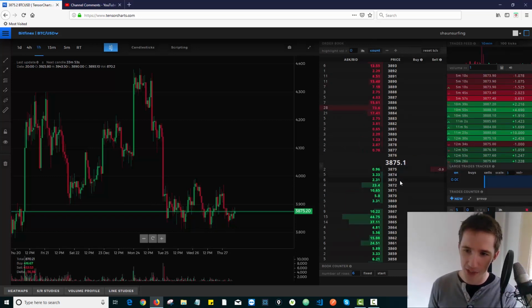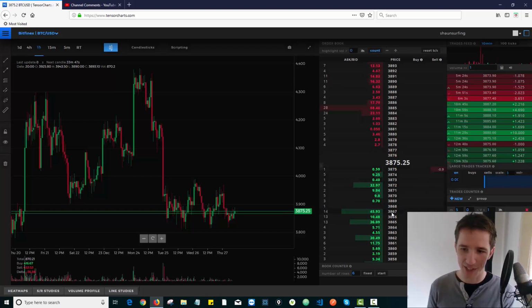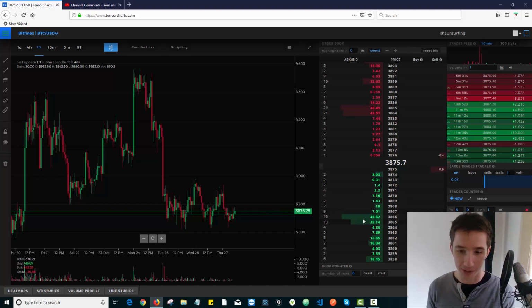Now you'll see the price jumps are going 3875, 3874, etc. And it's giving me the same information. So I can actually see that the majority of Bitcoin is being held up here by 12 different orders, or it was. The market's moving. 15 orders at 3866.